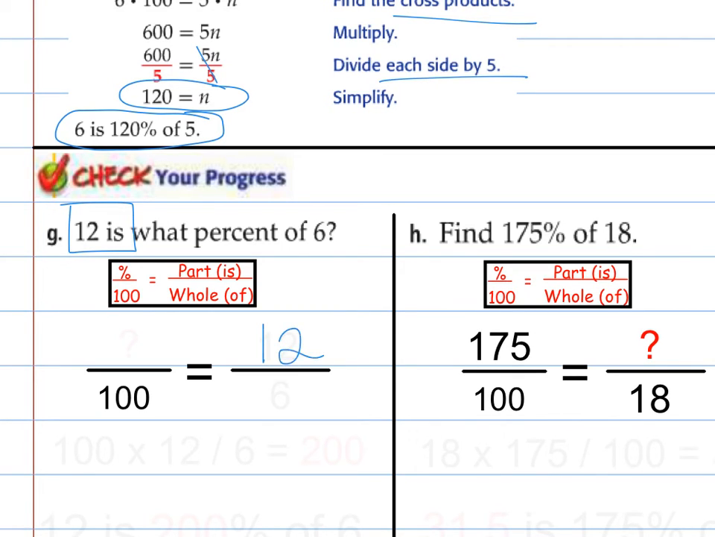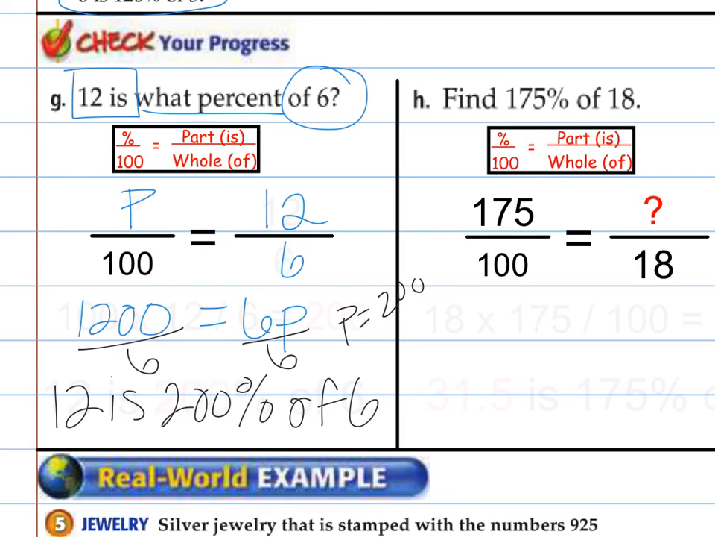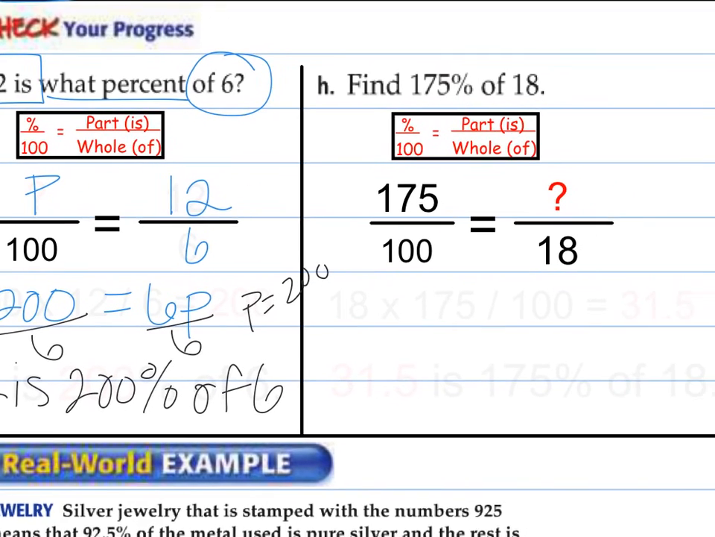12 is my part. What percent? I don't know my percent. Of 6, my whole number. So that's 100 times 12, which is 1200. It's equal to 6p. Divide by 6. P equals 200. So 12 is 200% of 6, which makes sense because 100% of 6 is 6. 6 times 2 is 12. So that's 200% of it, double.